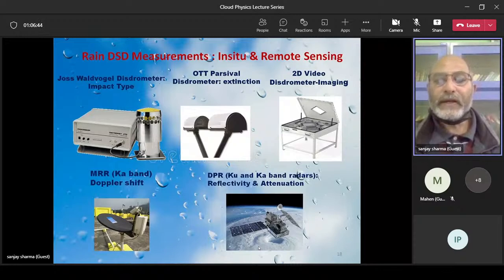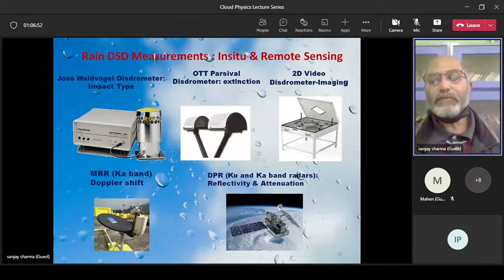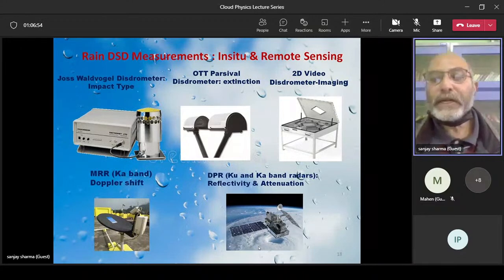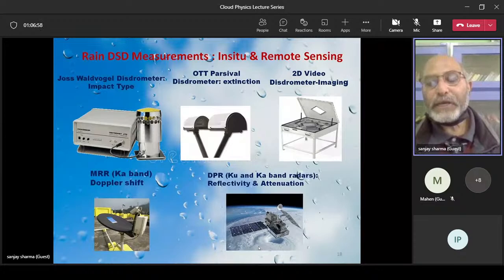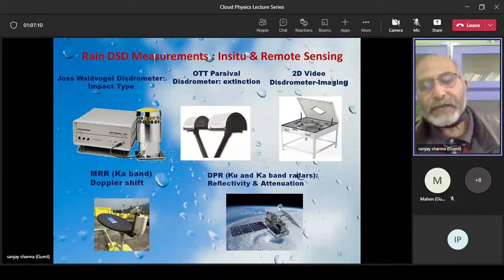Another remote sensing technique is from the GPM dual-frequency precipitation radar, using Ku and Ka band radars, by reflectivity and attenuation. We measure the height profile of the rain DSD. Now, these different systems have their strengths and weaknesses also.